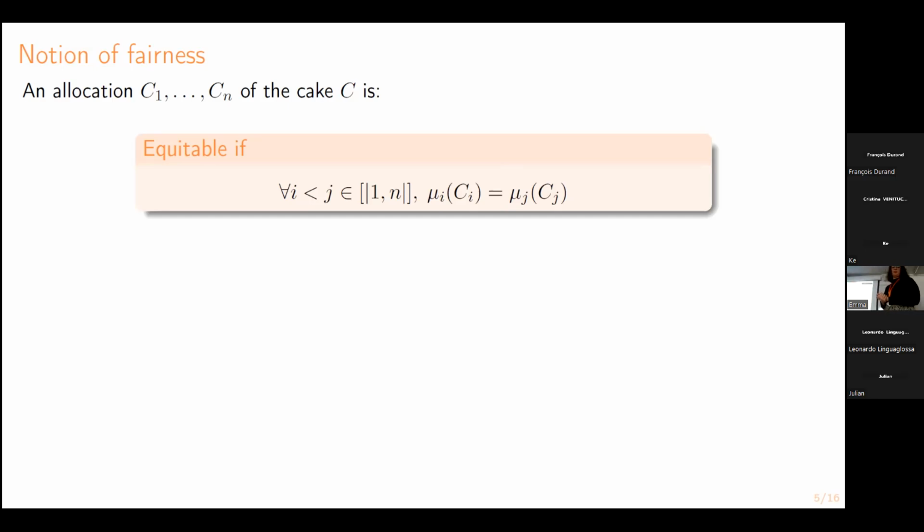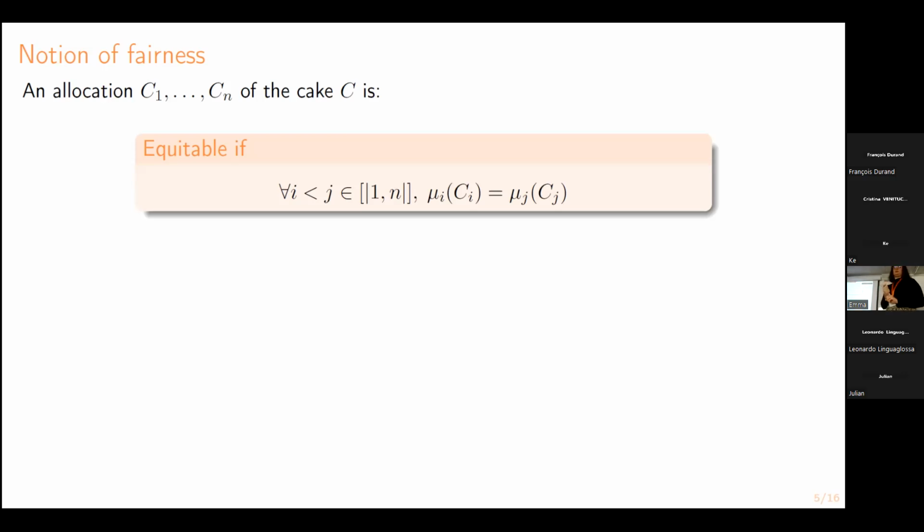So the first notion we can think of is what we call equitable. For every agent I, for example, they think that their piece of cake is the same value as agent J's. Both agent I and J have the same level of happiness for their piece of cake. This notion is not very used in the literature. It has not been very studied, and there are two reasons.